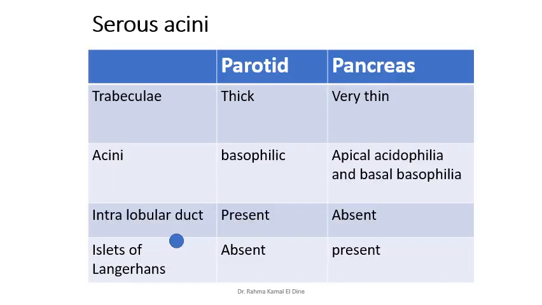Dear students, if I have serous acini, small acini, with non-clear cell boundaries and a rounded nucleus, we are talking about serous acini. I have two glands, the parotid and the pancreas, so I should differentiate between them. How could I differentiate? Please, students, look at the trabeculae, the acini, the intralobular ducts, and the islets of Langerhans.